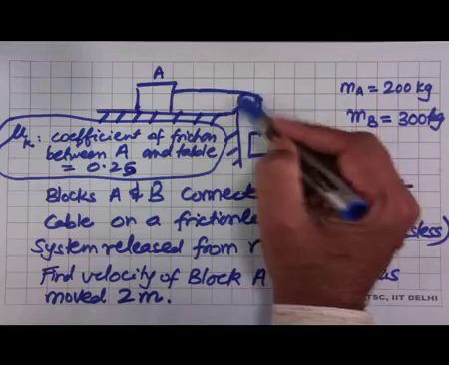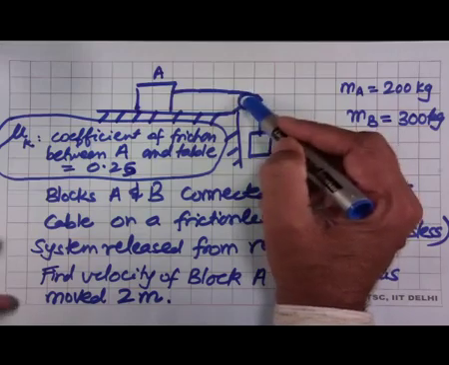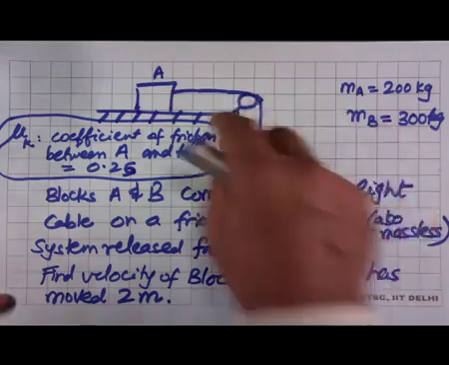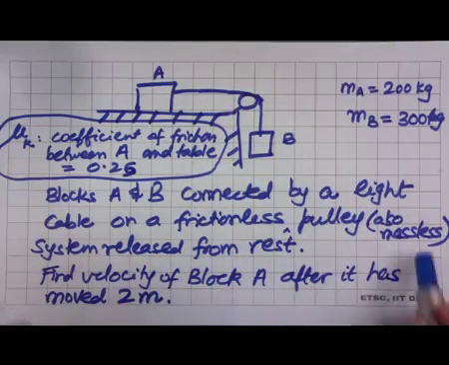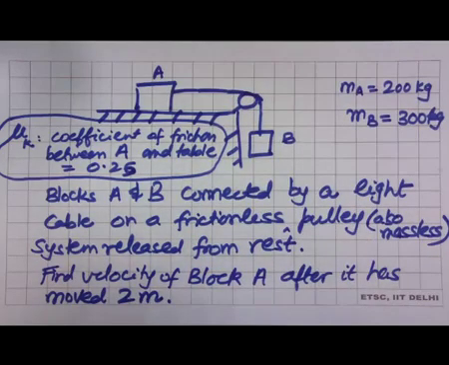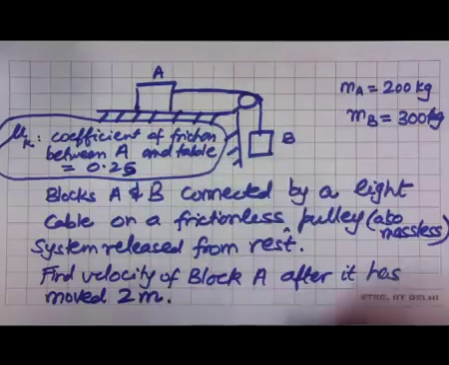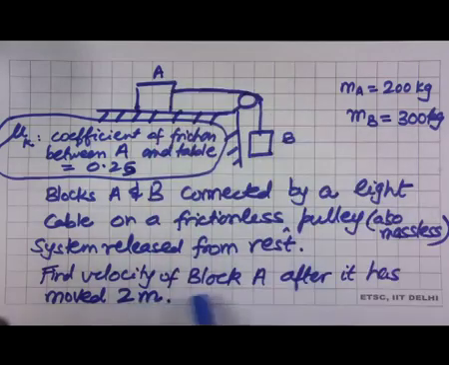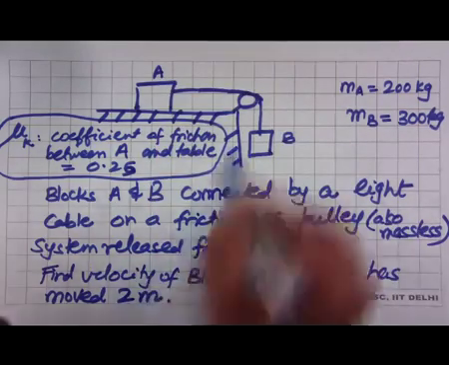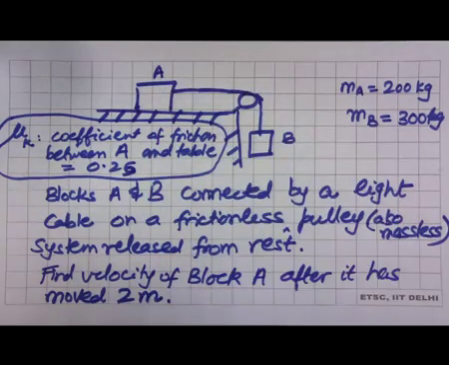This is needed so that we do not have to bother about the kinetic energy. When this thing moves, the pulley may rotate. So, we do not have to bother about that because the pulley is given to be massless. The system is released from a state of rest, and what we are asked to find is the velocity of block A after it has moved 2 meters.